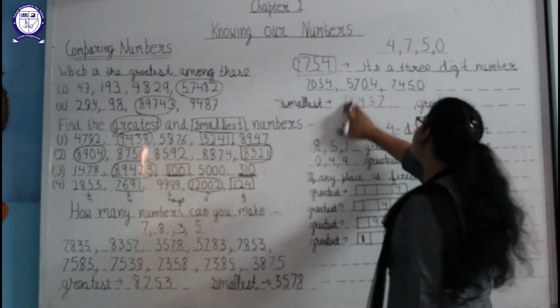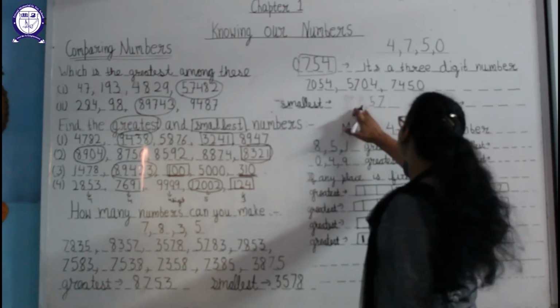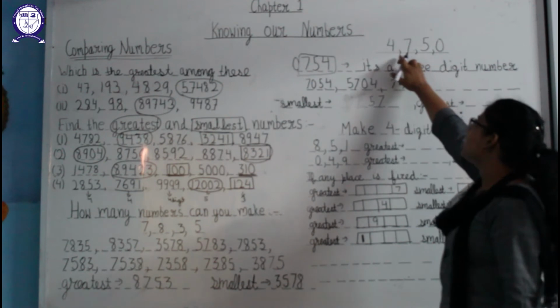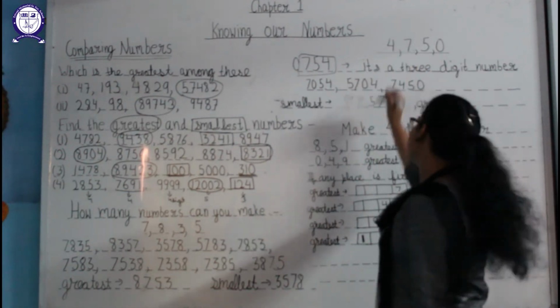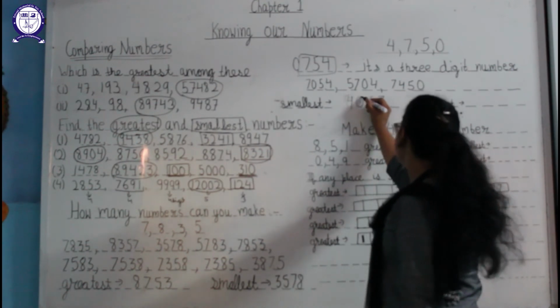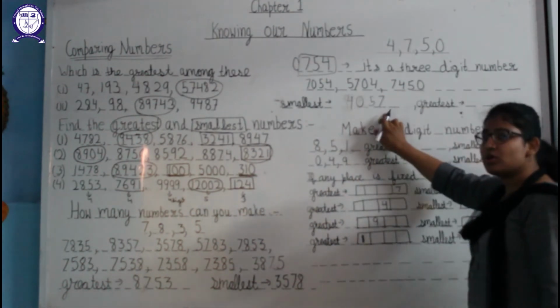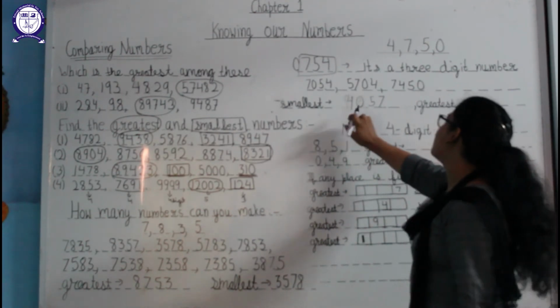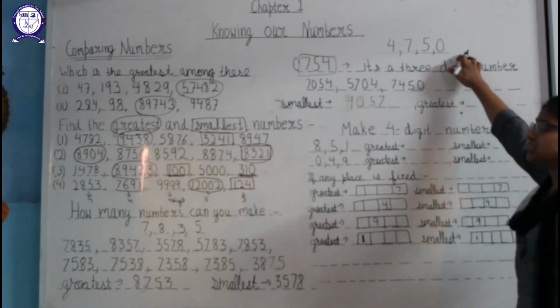So we should use the second smaller number from these. As after 0 we can use 4 at the first place. So we will use 4 at first place, then we can use 0 to make it a smaller number. So 4057 will be the smallest from these digits.